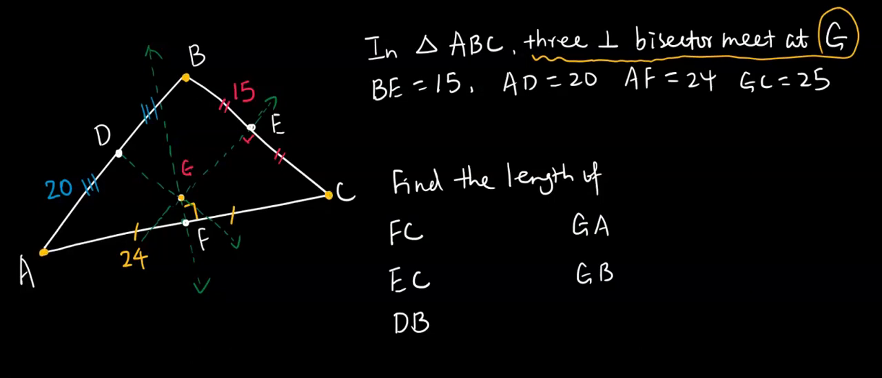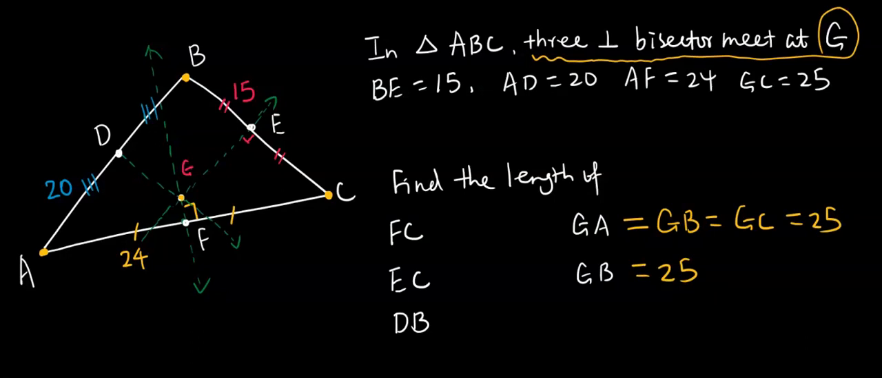So this rule says from G to B equals G to A equals G to C. Therefore, GA equals GB equals GC. This is by theorem called concurrency of perpendicular bisector of a triangle. Alright, now it is given to us GC is 25. Therefore, GA and GB, both of them are 25.